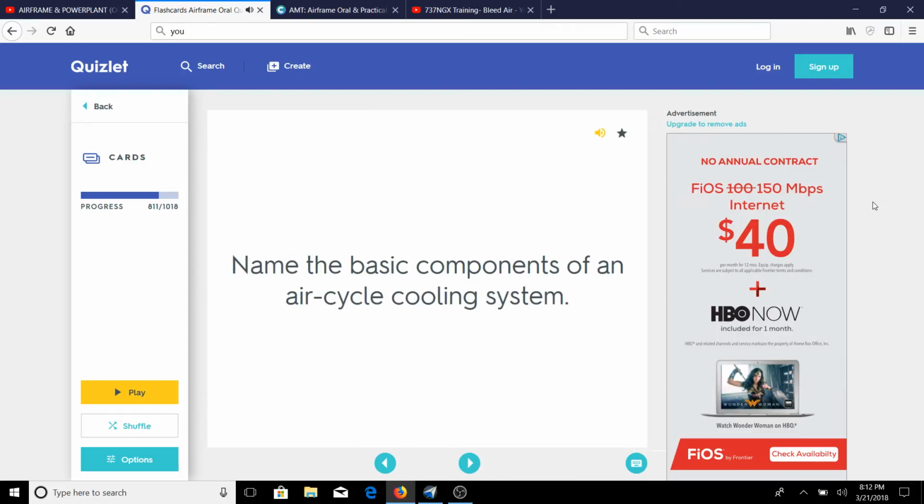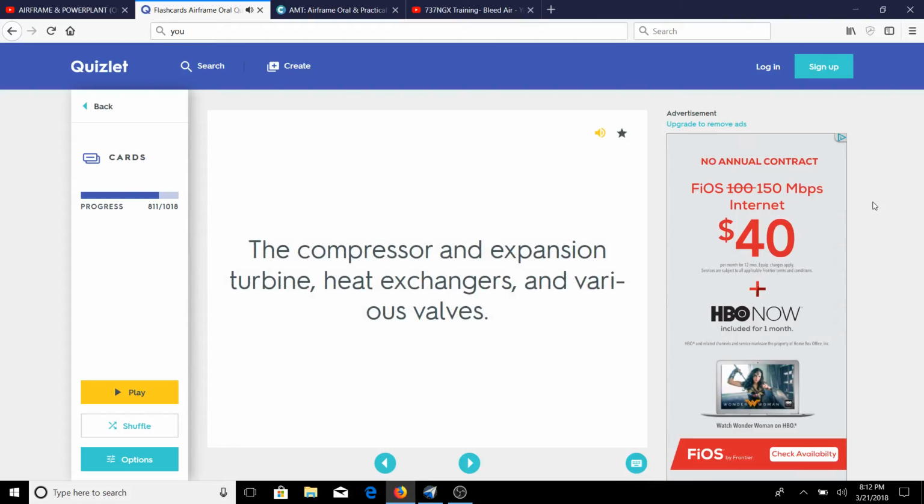Name the basic components of an air cycle cooling system. The compressor and expansion turbine, heat exchangers, and various valves.